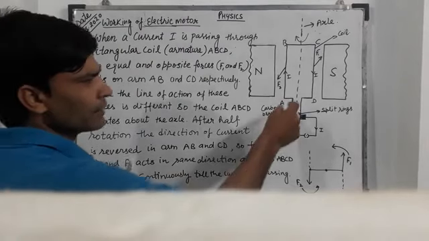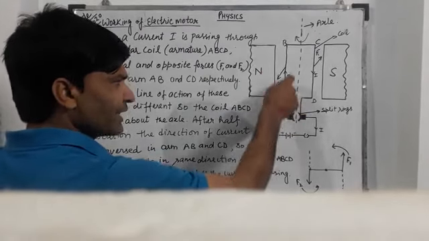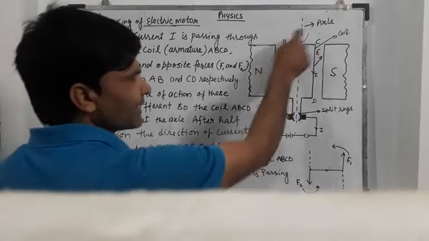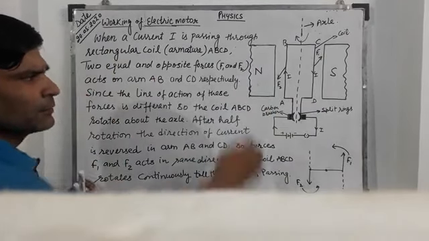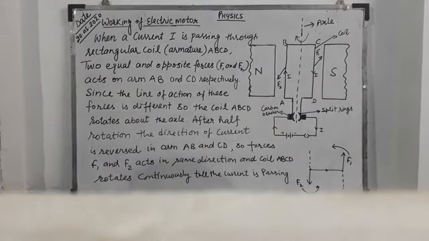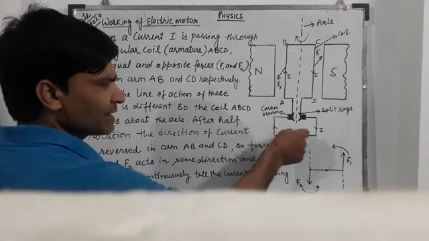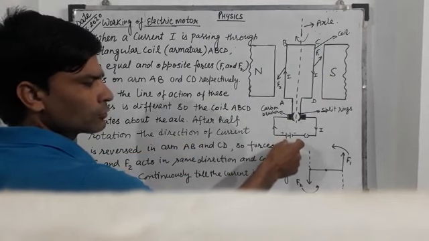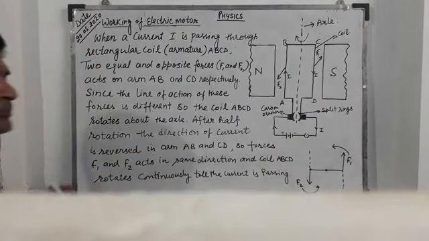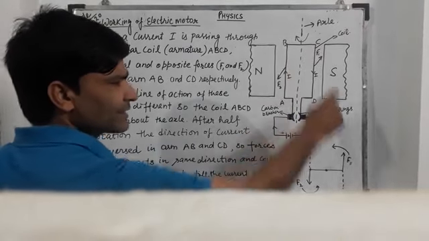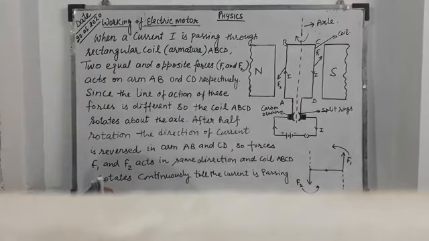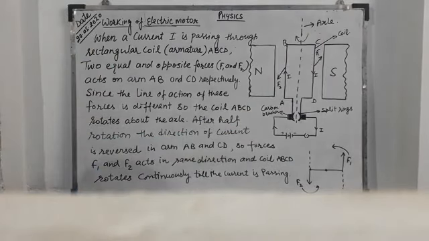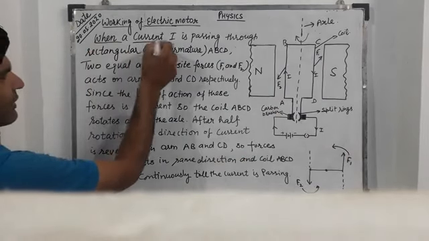As you know, in a motor, a rectangular coil, the armature, is placed in a magnetic field with the help of magnets. When the current is passed through the coil with the help of a battery or source of current, it experiences a force and rotates about the axle.